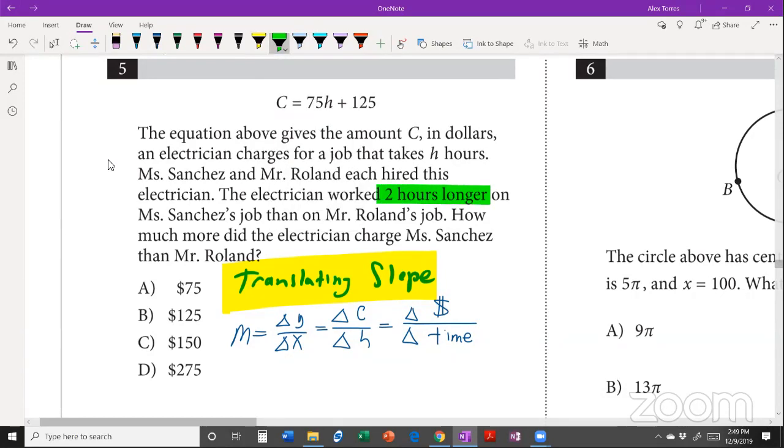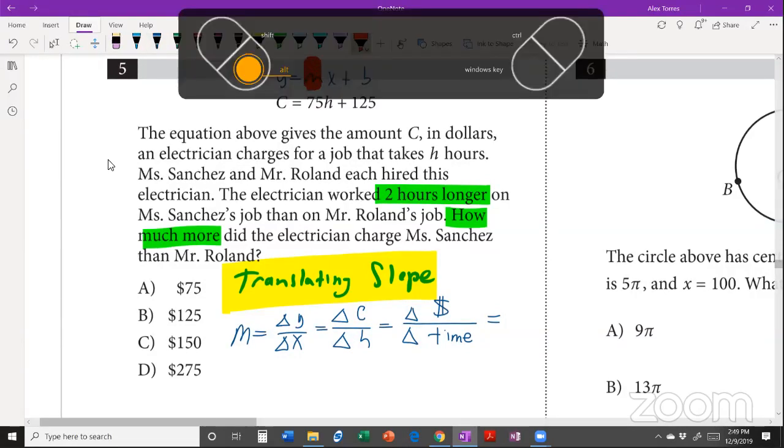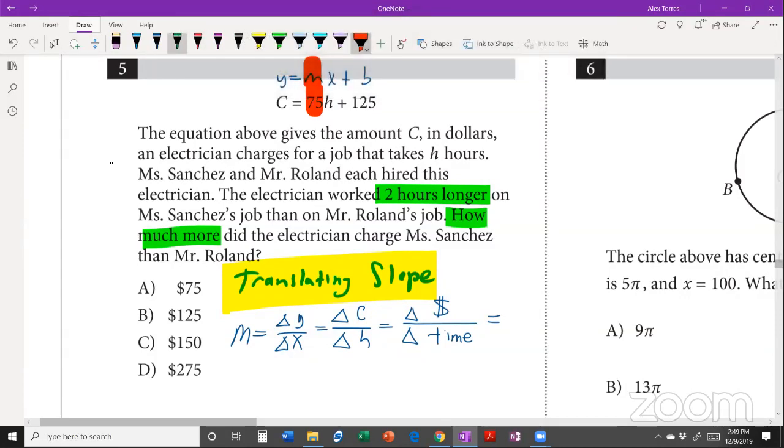One person worked 2 hours longer. How much more did that person charge? Well, the change in money based on the number of hours, we know because the slope, this is a y equals mx plus b, and the slope is the 75 and all of that. So we know the slope is 75. So the money changes at $75 for every hour worked, right? Because it's money over time. And so if one person worked 2 hours longer and it's $75 per hour, then how much more? That's just going to be 75 times 2. So the answer to number 5 is C. And now we're going over to number 6.